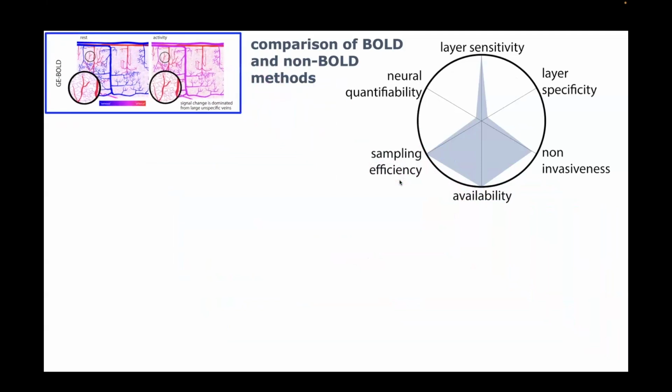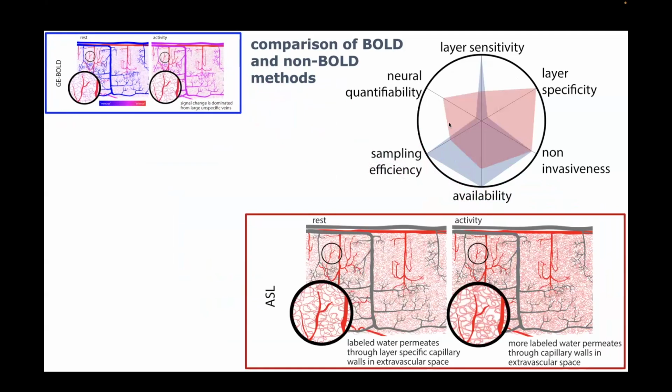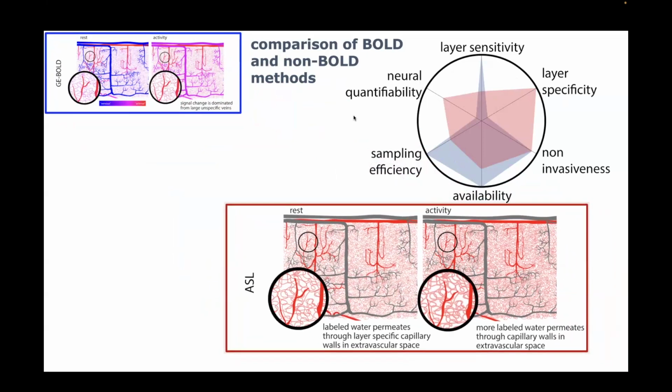Next, let's look at ASL, for example, which is not as sensitive. I think it's the most locally specific among all of them, because it's not only looking at arterial dilation, but it's literally looking at the capillaries that are really close to the neural activity. It's kind of available among most scanners, but it's still not as easy to use. You need to understand the sequence a bit and then analyze it, and it's more cumbersome compared to gradient echo BOLD.